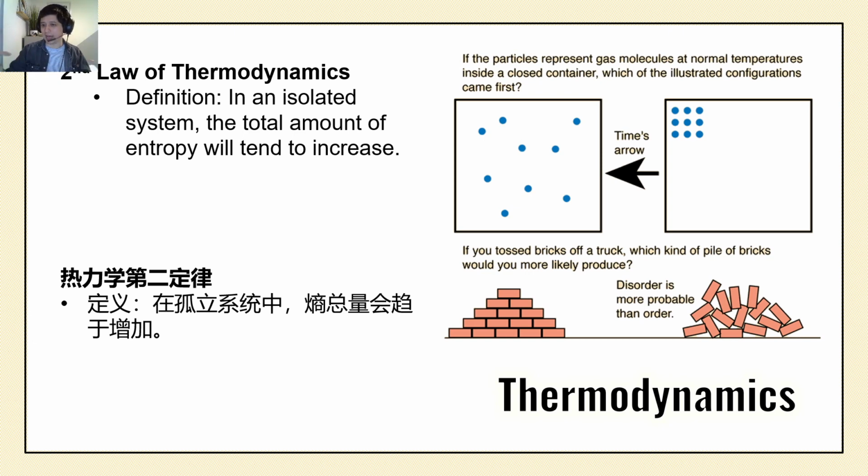These molecules like to spread out and become more disordered over time. Okay, so we start out on the right, and then over time it becomes like this environment to the left. Another way of thinking about this is this example. If you tossed bricks off a truck, which kind of pile of bricks would you more likely produce? If I threw a bunch of bricks off of a car or a truck, what's more likely to occur?